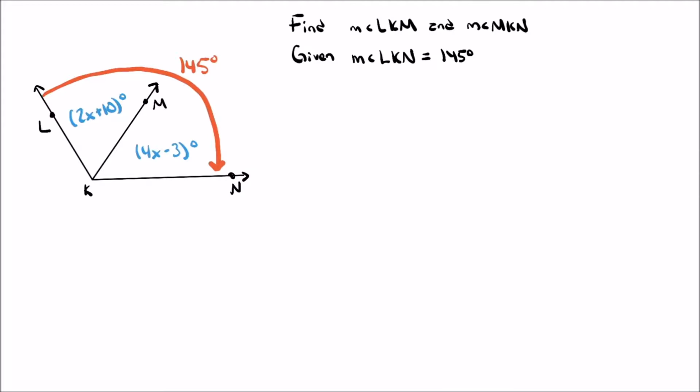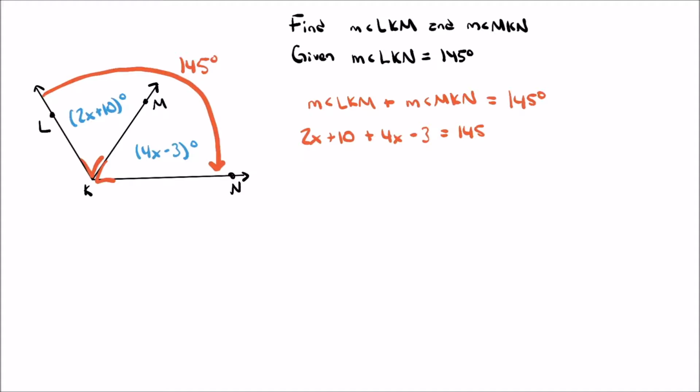And so all we need to do is set up our angle addition. So we know that the measurement of LKM, which is this angle right there, plus the measurement of angle MKN, which is this angle right here, is going to equal the entire measurement of 145 degrees, LKN. And now we just need to substitute what we know for LKM and MKN, those two blue algebraic expressions, into this formula and solve for x. So we're going to have 2x plus 10 plus 4x minus 3 is equal to 145 degrees.